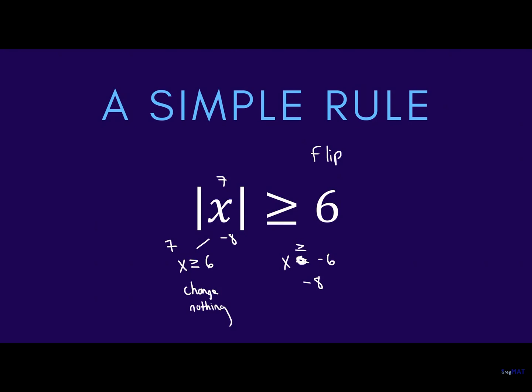What if I didn't flip it? Like, what if I left it like this and I say, okay, greater than or equal to negative 6, and I try negative 3. Does it work? No, it doesn't. So this is why some absolute value equations look kind of funky.